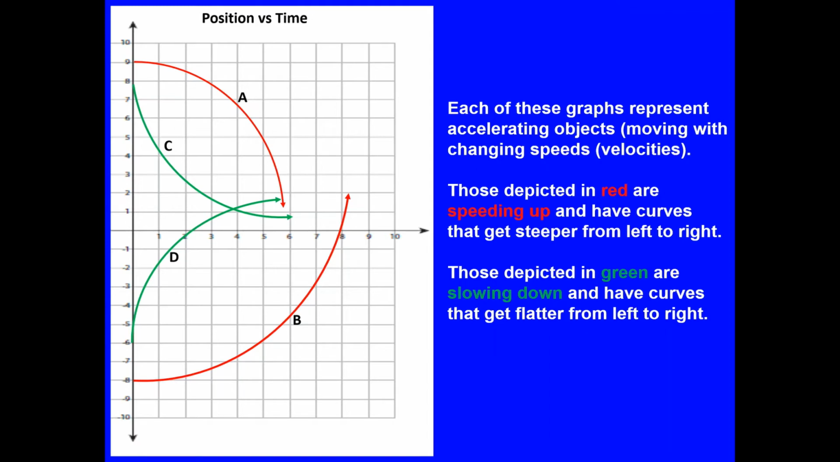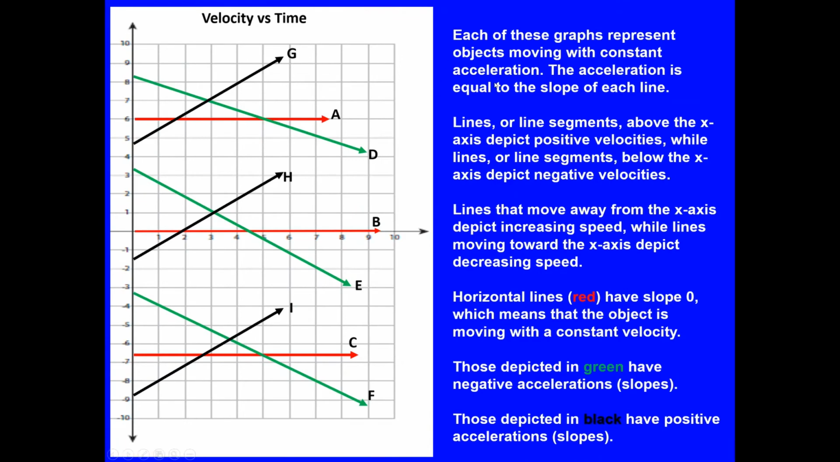So linear graphs don't change their steepness, which means a constant speed or velocity. Graphs that get steeper imply the object is speeding up. Graphs that get flatter imply the object is slowing down. Now it's easy to confuse those with velocity graphs, so you have to be really careful here. The velocity graphs that we'll encounter will all be linear.